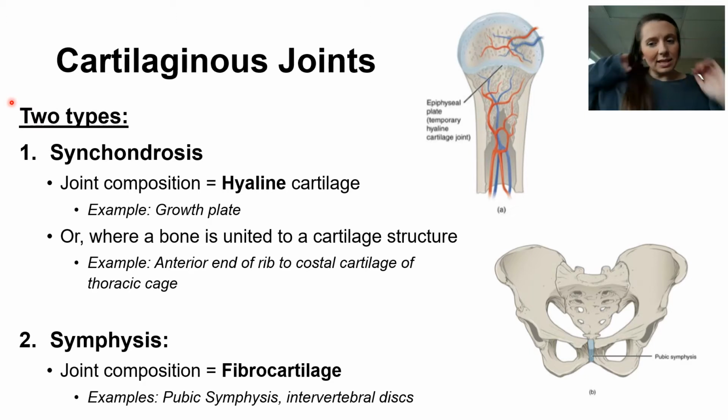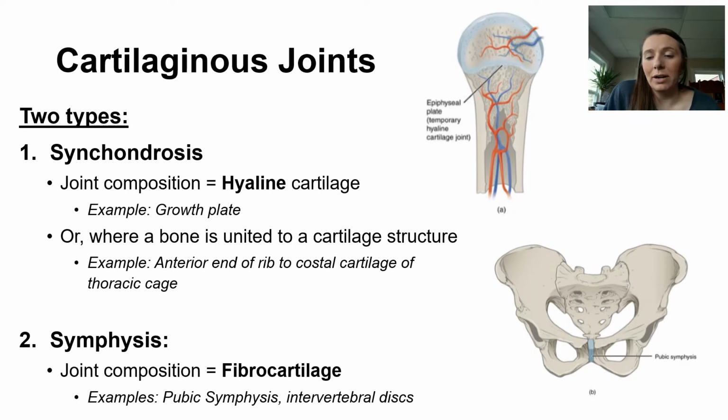Okay. And then the second subtype here is the symphyses, or symphysis. Symphysis would be the singular and symphyses is the plural. And symphyses are composed of fibrocartilage. So synchondrosis is hyaline cartilage, and symphysis is fibrocartilage. A couple of examples of symphyses would be the pubic symphysis, which you can see down here. It's that blue structure in between the two hip bones.